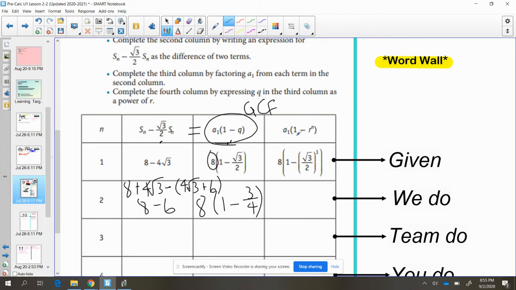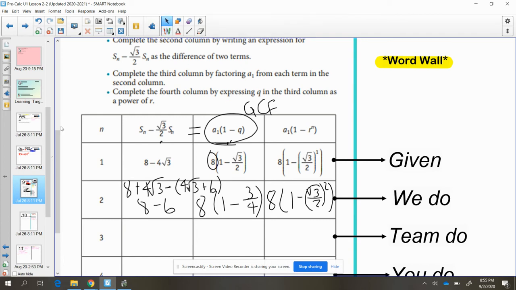Okay. And then this last column is basically telling us we're going to change this. We're leaving the A sub 1 and the 1 in place, but let's change these pieces right here to be R, aka the square root of 3 over 2, to the n power. Here we're just raising it to the first power so that it's itself, but the 3/4 is actually the square root of 3 over 2 to the second power. Okay, they're equivalent to one another.